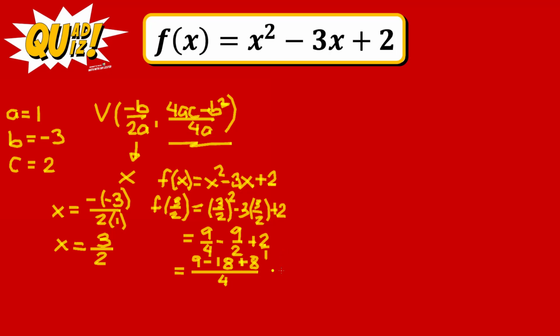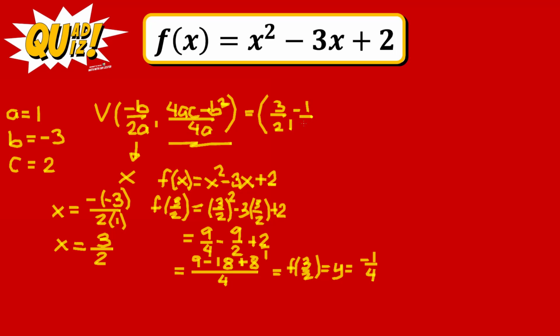In short, the value of f of 3 halves is actually the y-coordinate of your vertex, which is equal to 9 minus 18, which is negative 9, and then you have your plus 8, so you have negative 1/4. Again, 9 plus 8 is 17, minus 18, you have negative 1/4. This would mean your graph changes direction at the vertex with coordinates 3 halves and negative 1/4.